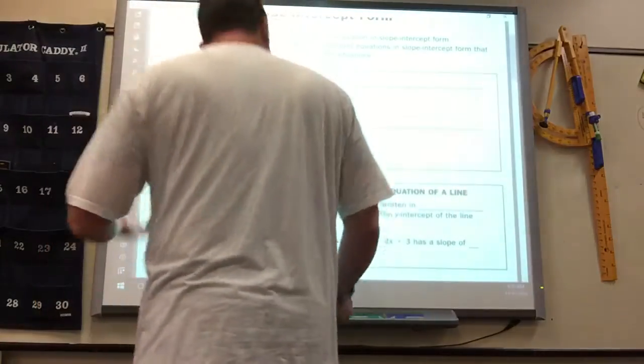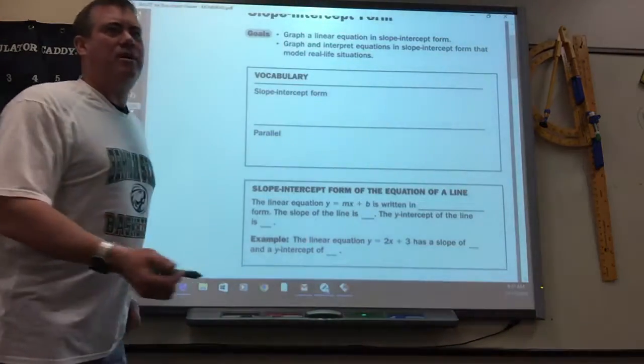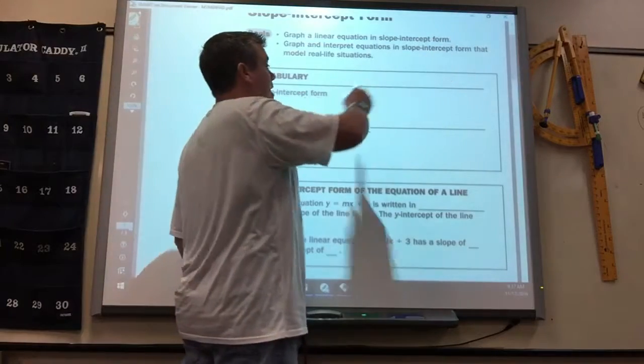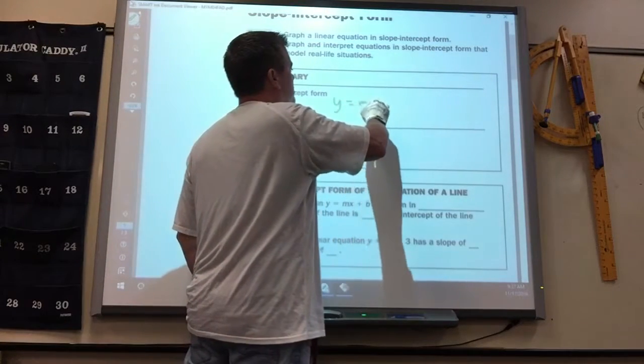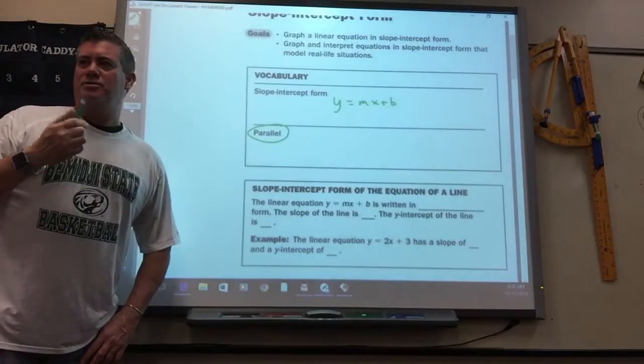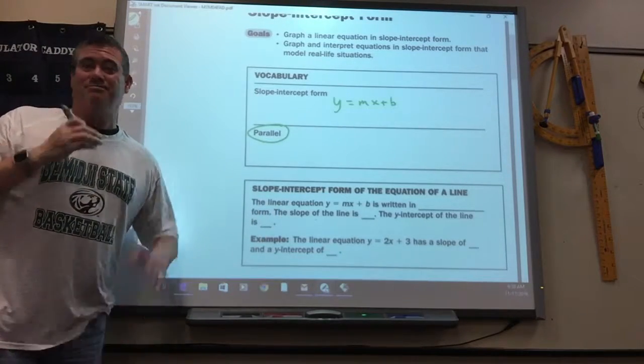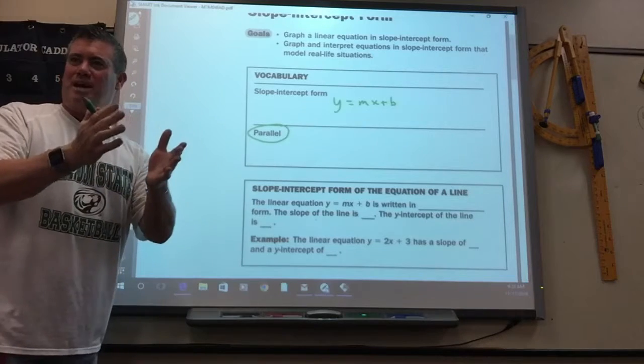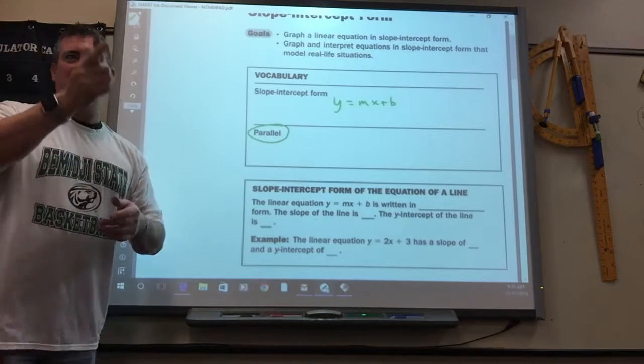Slope-intercept form, we've already talked about. Again, if you forget, it's on the yellow sign up there. It's y equals mx plus b. Everyone remember what parallel means? Like railroad tracks. Straight lines that never intersect.